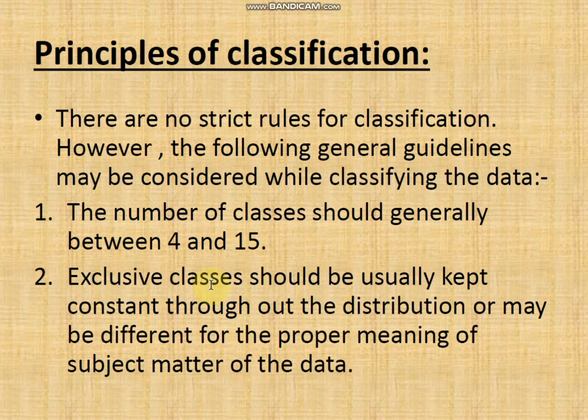Then there is no use of putting the table. So hence the number of intervals should be as possible above 4 and below 15. If you classify the entire data in one interval, then it is as good as not writing the table itself. There is no use of doing that.